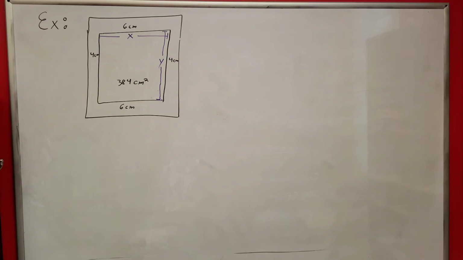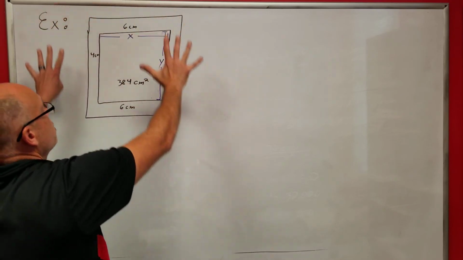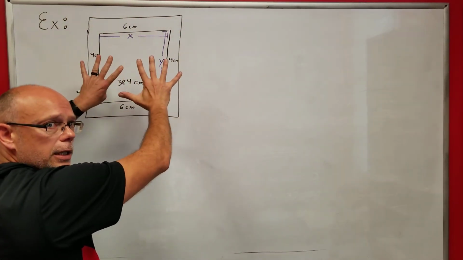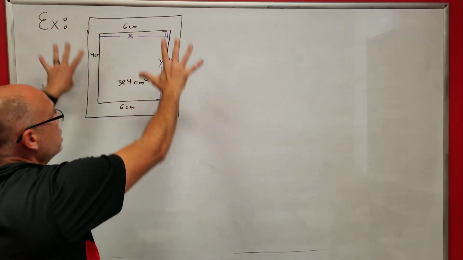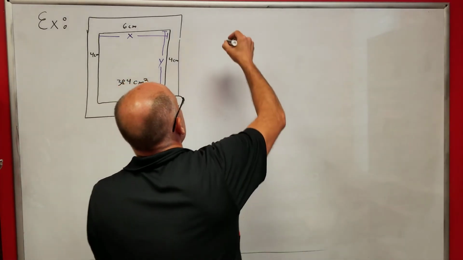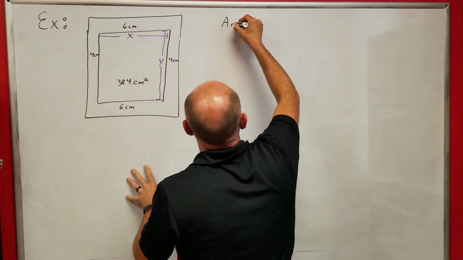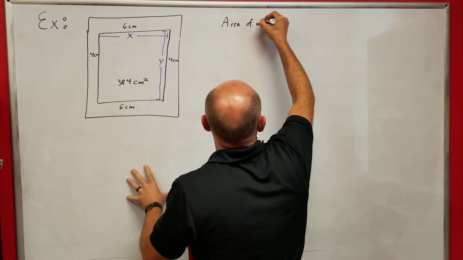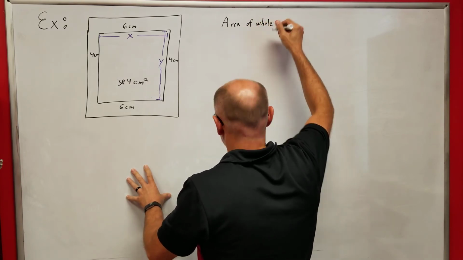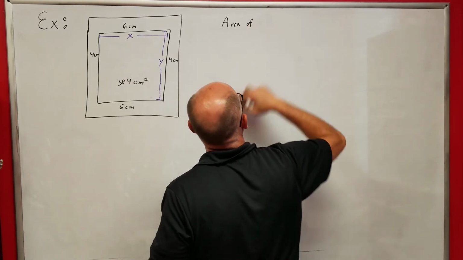All right, now what do they want me to do? They want me to find the dimensions of the poster with the smallest area. So they want the whole poster with the smallest area. They want me to minimize the area to hold the entire poster. So let's come up with area of whole poster. Or I guess we could put area of entire poster.